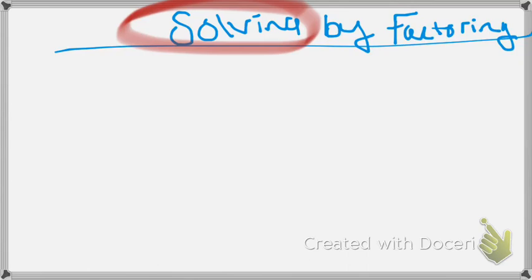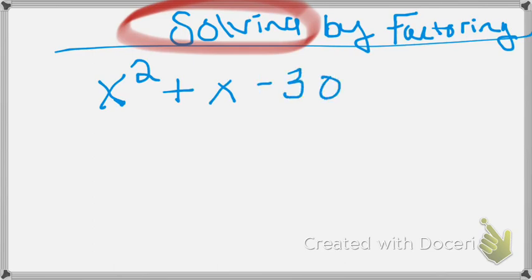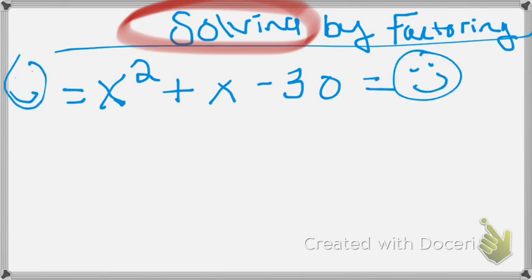I'm simply going to take a quadratic, say for instance, x squared plus x minus 30, and I'm going to set this equal to 0. Does it matter what it's set to? No. It does not matter what it's set to, whether it's a smiley face, a y, or an f of x.